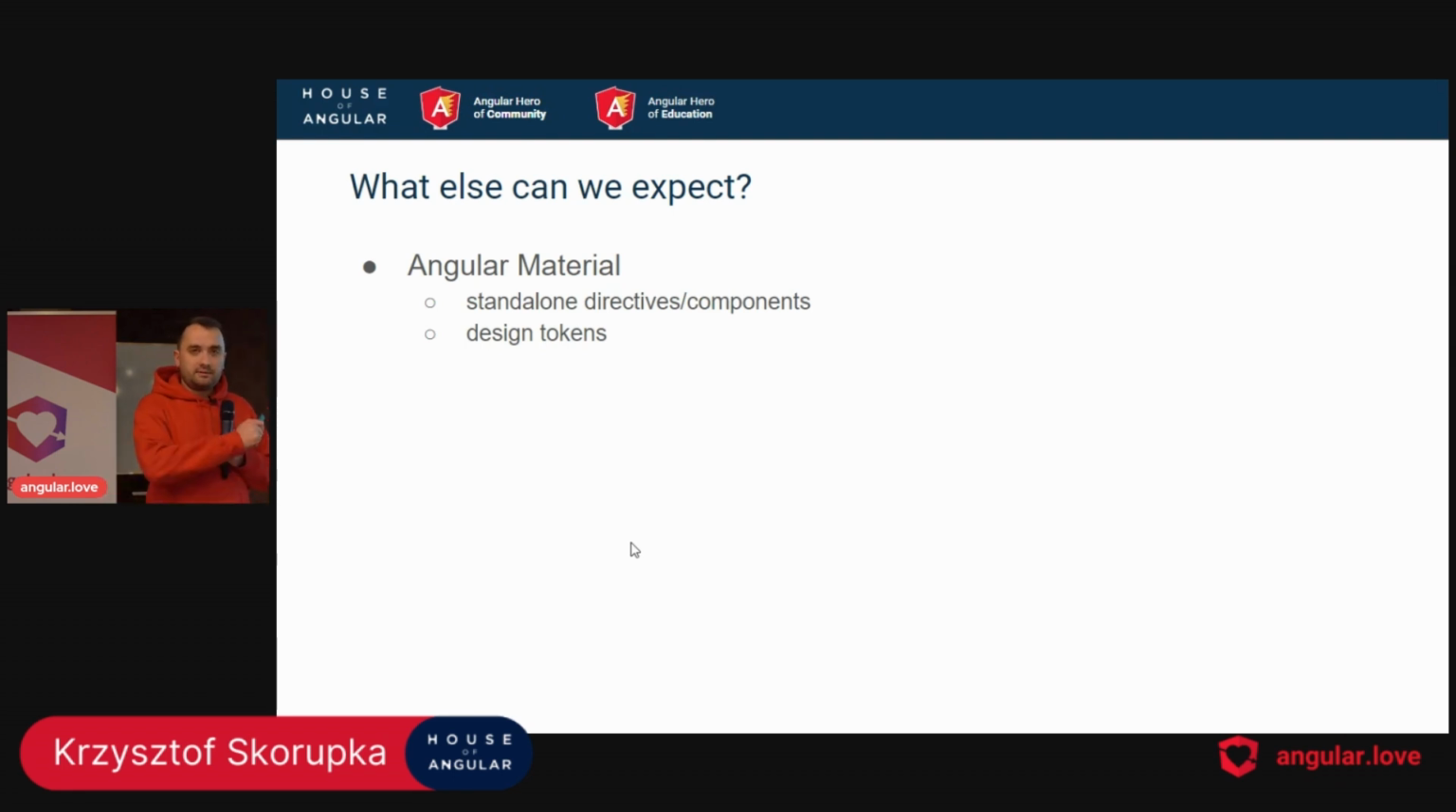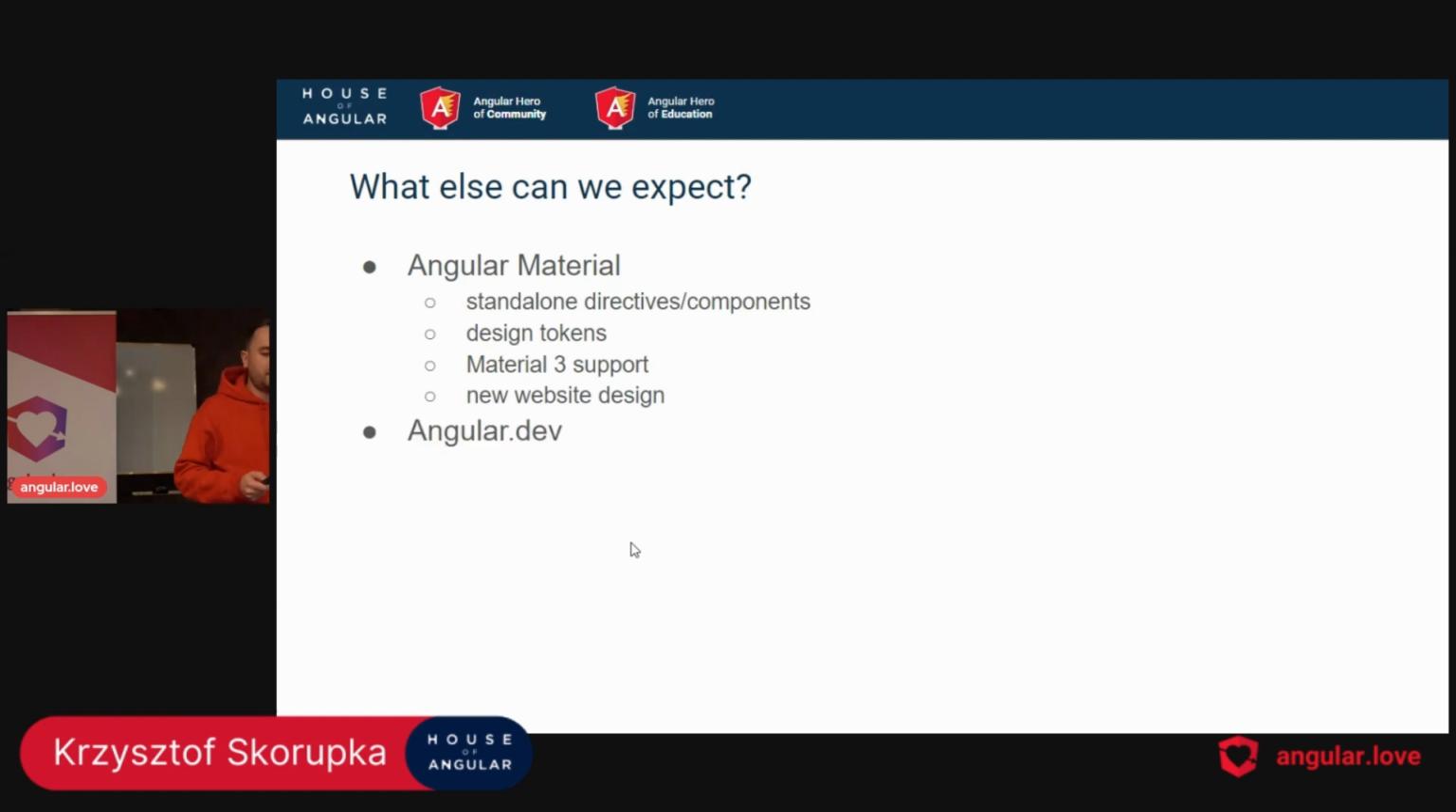Design tokens. This is a good example, because they were trying to really wrap this up for version 17, but they failed. So you can see that's probably why they really don't want to commit to any specific version. And of course, design tokens bring Material 3 support. And at the very end, they also mentioned that they would like to have a new design of the website, really similar to what we have on the Angular.dev webpage.